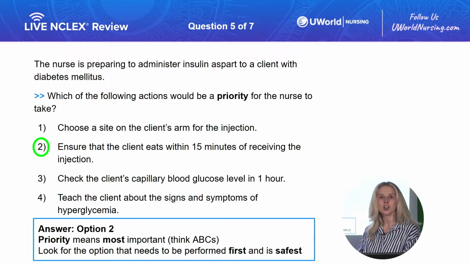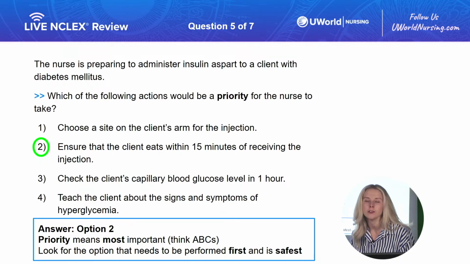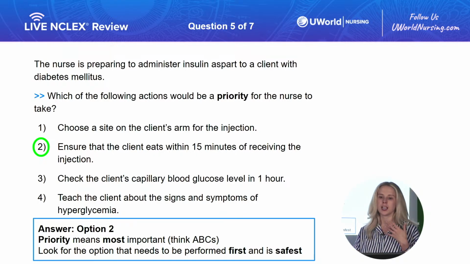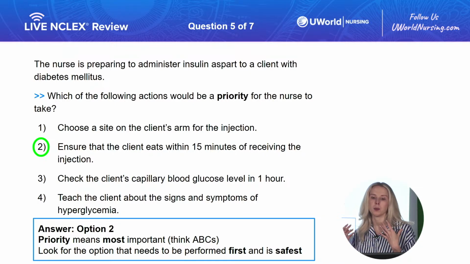So we would not choose 1, choose a site on the client's arm for injection. While we do want to rotate sites, insulin absorption is going to be affected by the specific injection site. Absorption is going to be fastest and most consistent when it's administered in the abdomen. Then our next spots will be the arm, thigh, and buttock. So remember, a faster acting insulin, we want to put in a faster absorbing site like the abdomen. So our arm is not going to be our first choice.